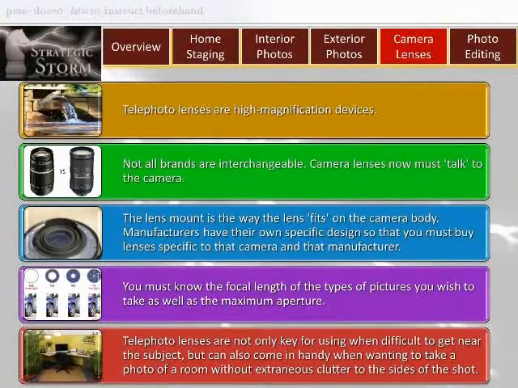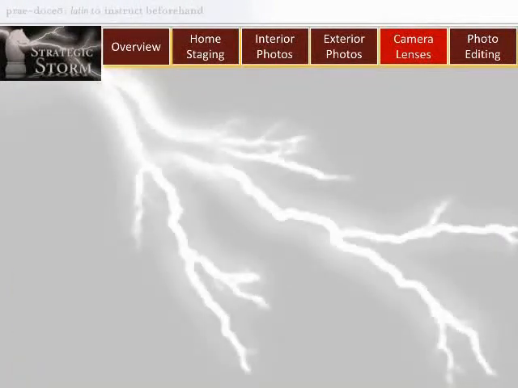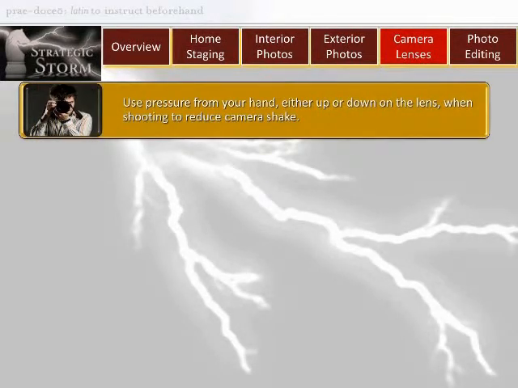Stabilize your camera. Telephoto lenses add weight and throw your camera off balance. Acquire a sturdy ball head tripod if you can. Alternatively, use a regular tripod and brace it with sandbags. Use pressure from your hand, either up or down, on the lens when shooting to reduce camera shake. Focus through the viewfinder at the same time to make sure your composition is accurate. Pressure, especially during windy conditions, may save the shot.